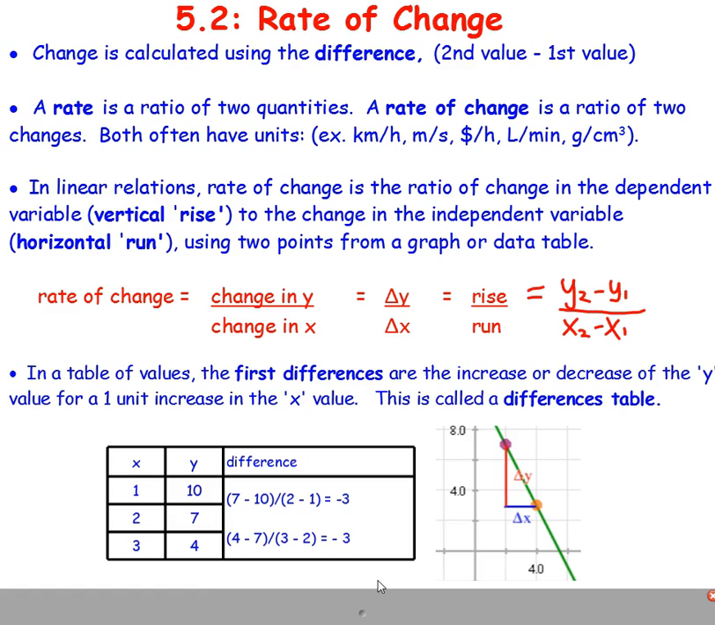Here x is increasing from 1 to 2 to 3. Y is decreasing from 10 to 7 to 4. We can see the change in y is constant at -3, and we discover that when we calculate the first differences. The only thing we really have to make sure of in the first differences is that the increment in x is 1 unit, okay? So for a 1 unit increase in x, the change in y will be our rate of change. So in this case, shown graphically, this would look like this, a negative slope, and the line would drop fairly steeply.